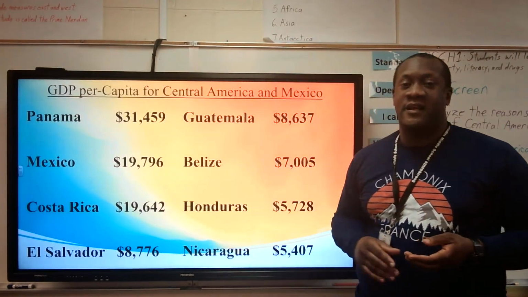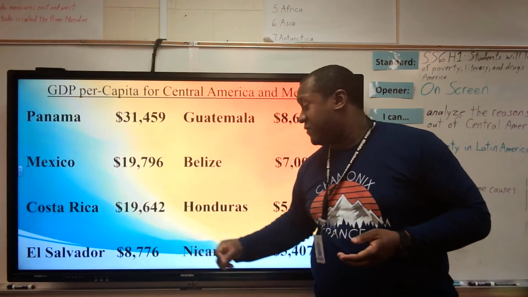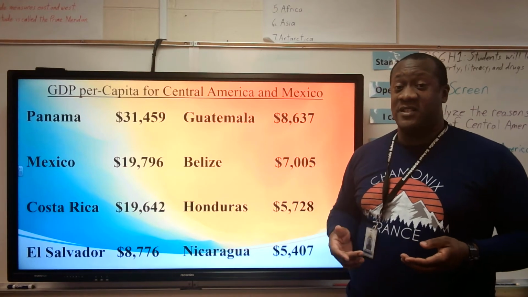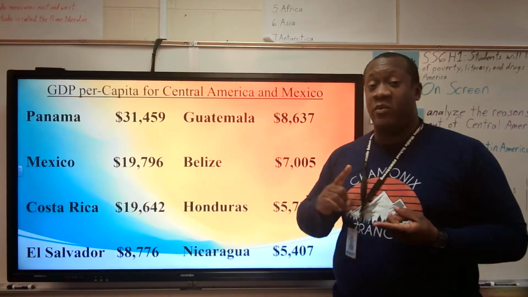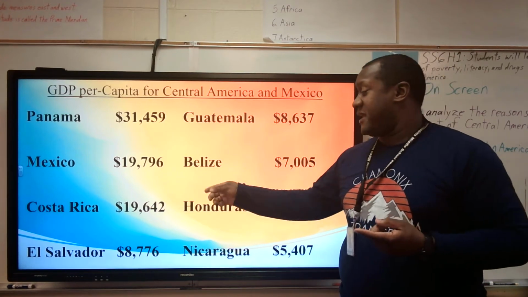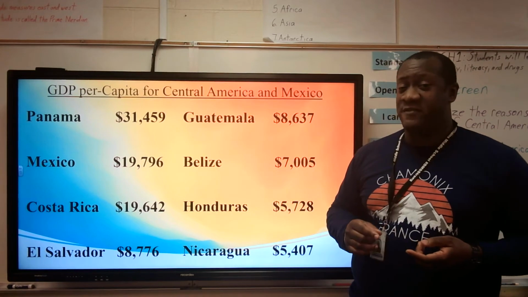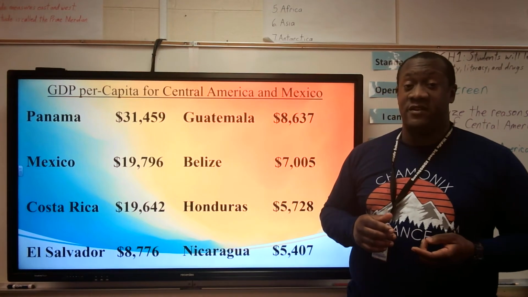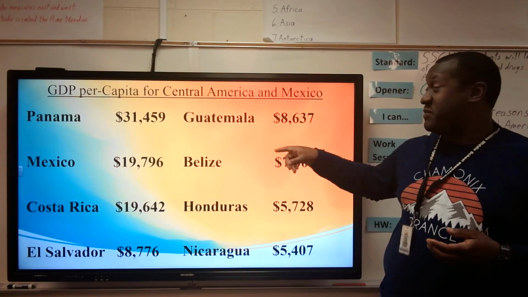As you can look at the screen, we can go on from there. Costa Rica, $19,642. And then look at this drop-off. El Salvador, $8,776. So we went, if we're just going in order, from Costa Rica, where the average person makes $19,642 a year, to El Salvador, where the average person makes $8,776. All right, that's a huge drop-off, and it doesn't get much better.